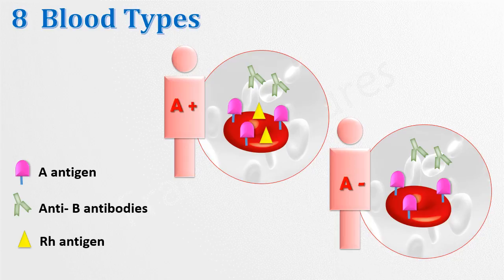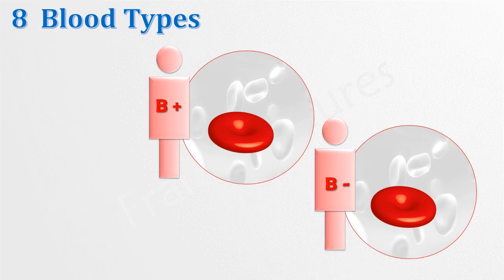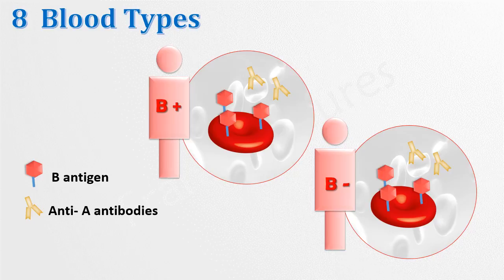In both B positive and B negative individuals, antigens present on RBCs are B antigens. Since the missing antigen in this case is A antigen, therefore, anti-A antibodies will be found in the serum. Rh antigens are present in B positive individuals and absent in B negative individuals.